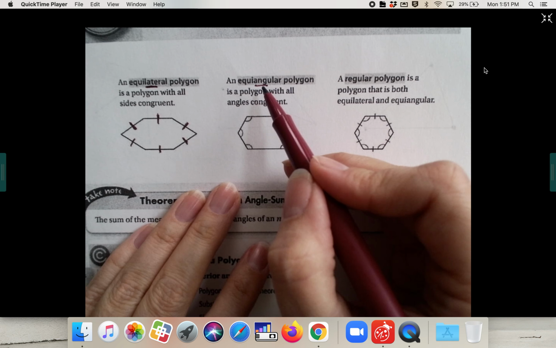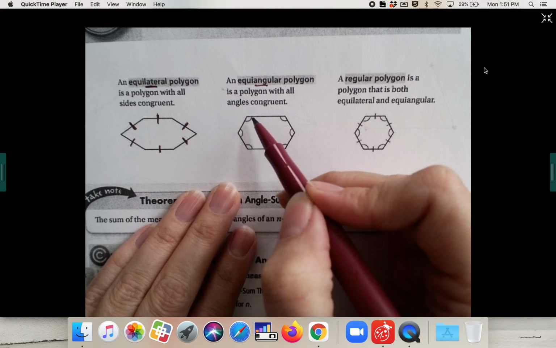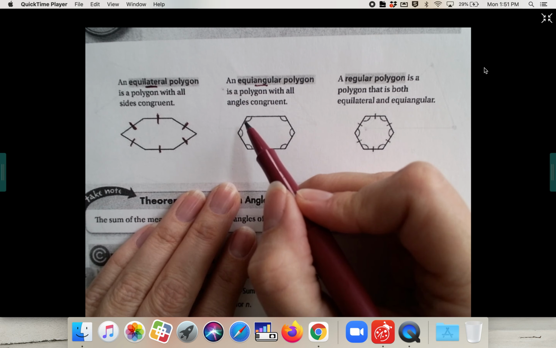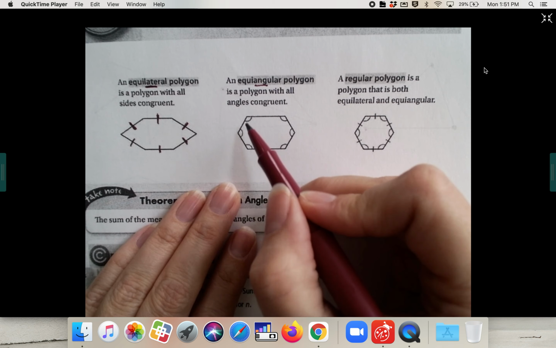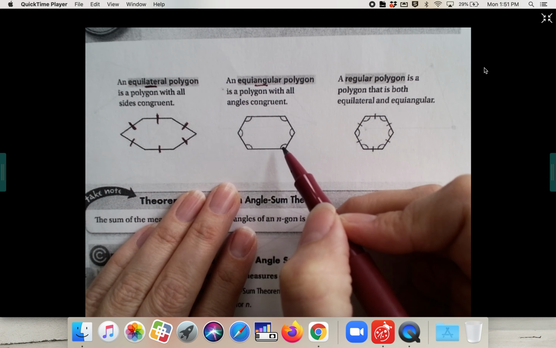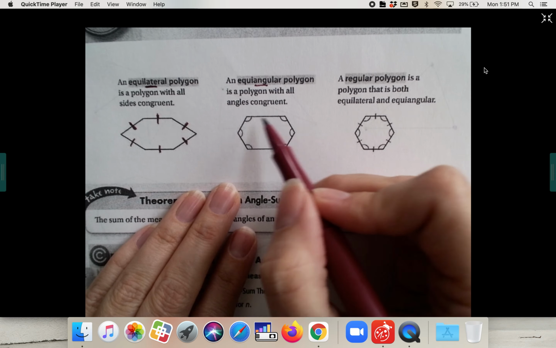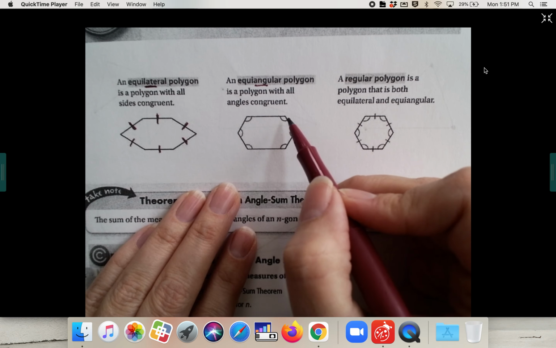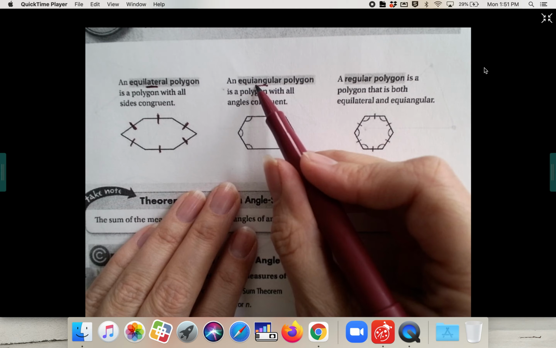equiangular, which sounds exactly like what it is. It's talking about the angles. So equiangular means if this measured 120 degrees, then this would be 120, this would be 120, this would be 120, and so on, because they're all marked with equal little arcs, showing that they all have equal angles.